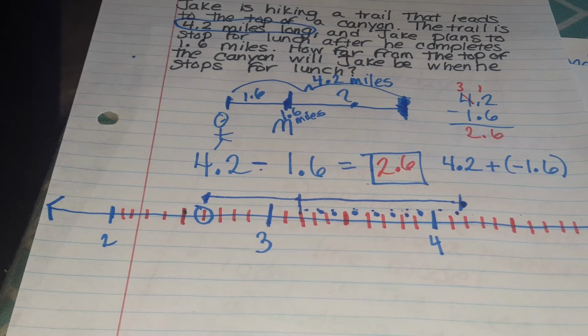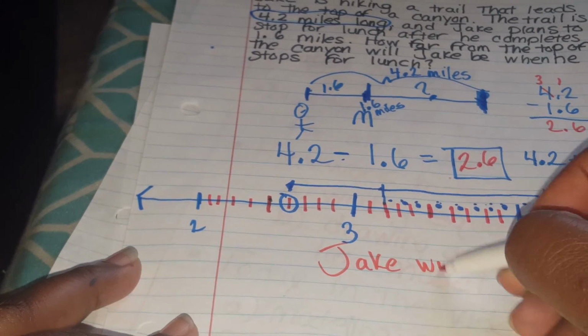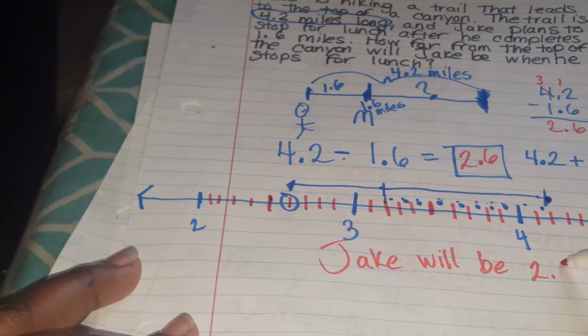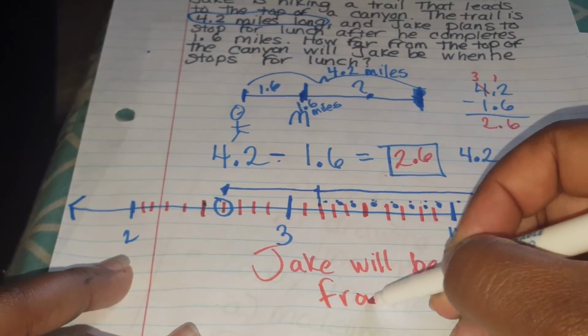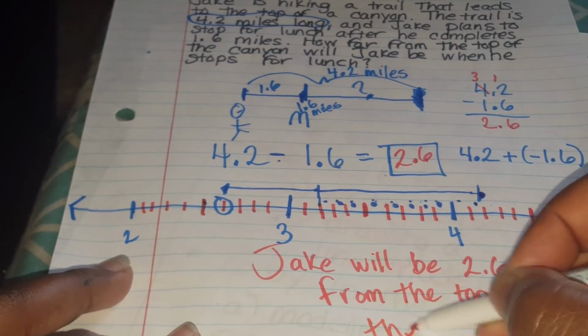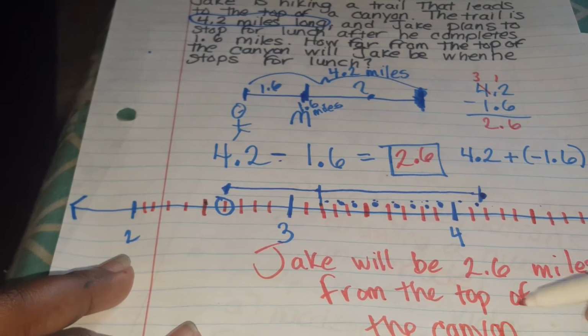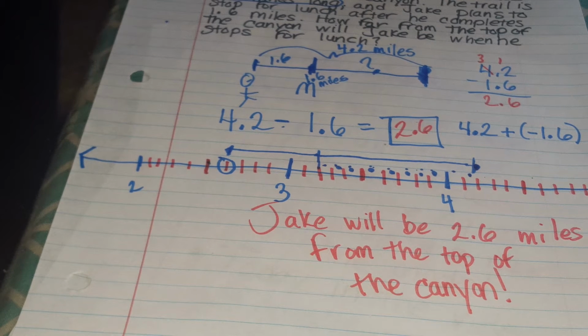Same way. So let's put our number back into the context of the question. It says, how far from the top of the canyon will Jake be when he stops for lunch? So Jake will be 2.6 miles from the top of the canyon. Okay, so we've answered that question there. Okay, so those are 2 problems from the homework.